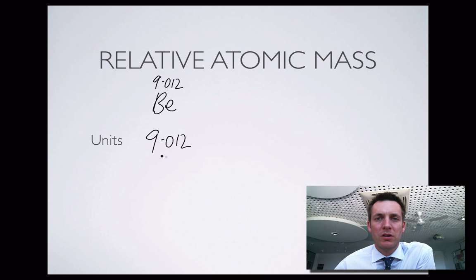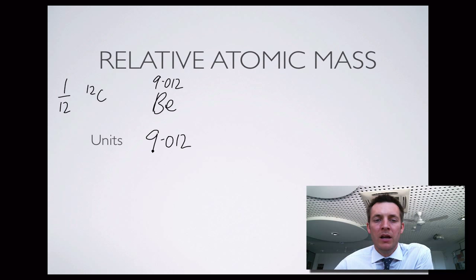But you might ask, well, what are the units and what's it relative to? Okay, well, everything on the relative scale is relative to 1/12 of the mass of carbon-12. Okay, so if I took the mass of a carbon-12 atom and divided it by 12, that gives me 1 on my scale. Okay, so what that means is that the mass of beryllium is 9.012 times as great as 1/12 of a carbon-12 atom.